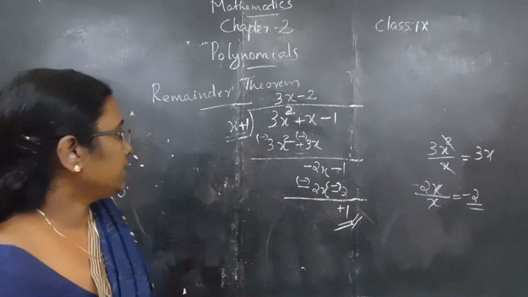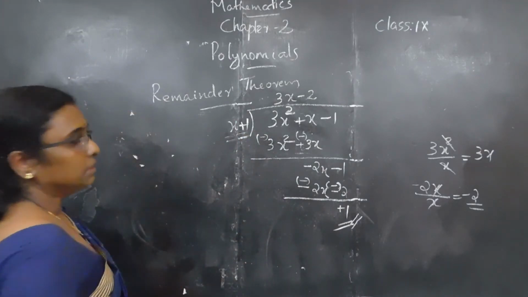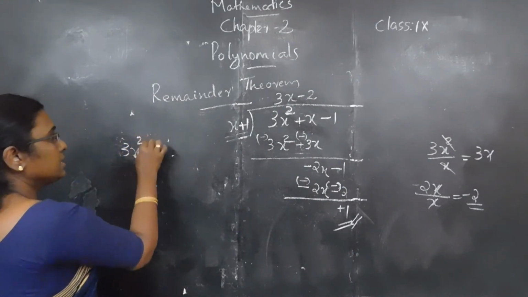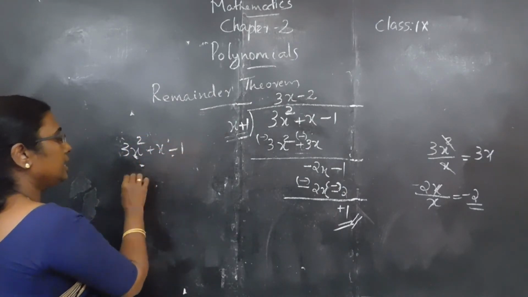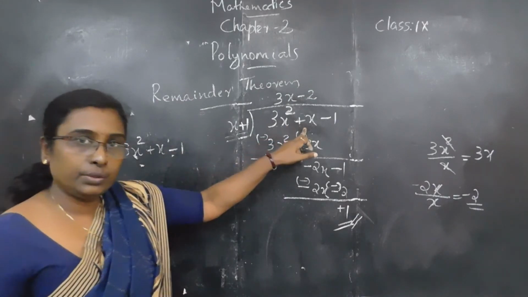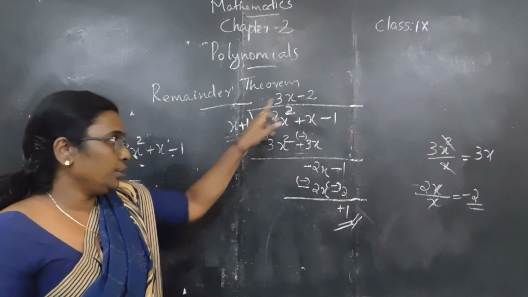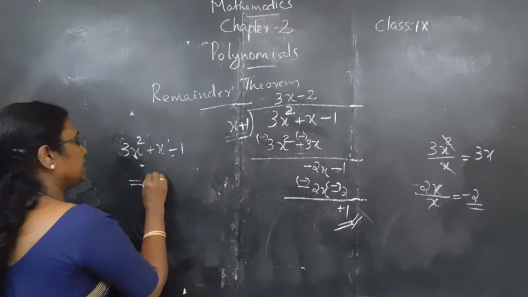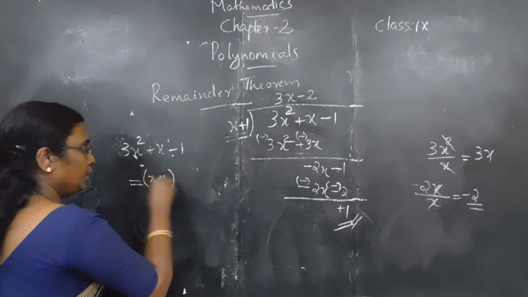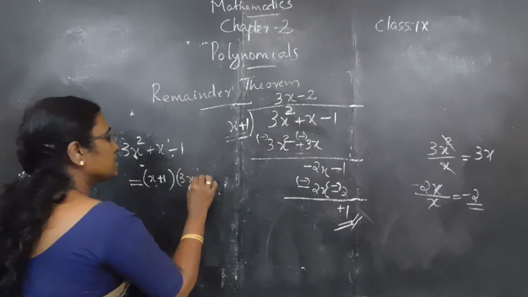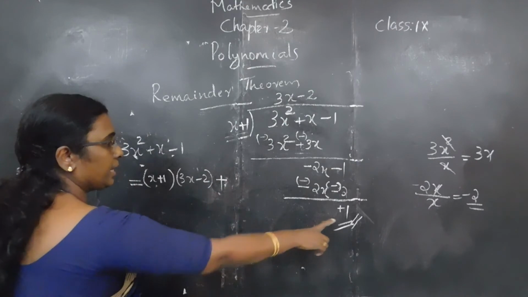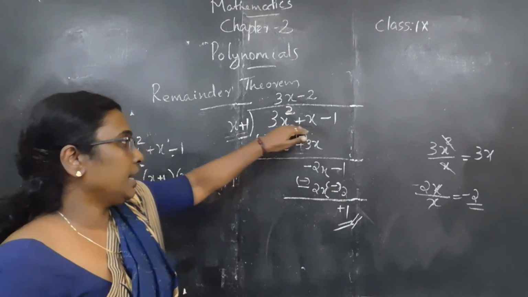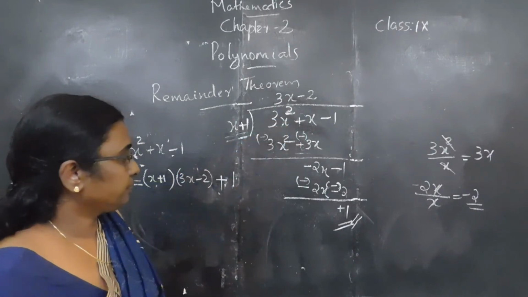Therefore we can write 3x square plus x minus 1 equal to dividend equal to divisor into quotient plus remainder. Therefore, divisor x plus 1 into quotient 3x minus 2 plus remainder. Remainder is 1. This is the method for dividing two polynomials.